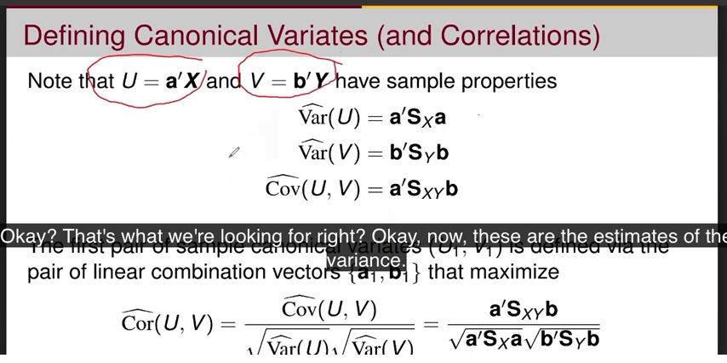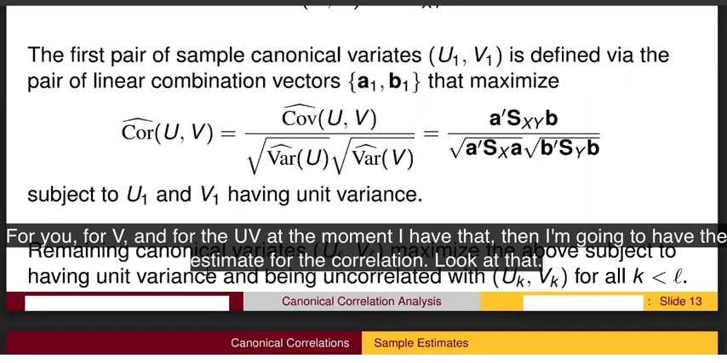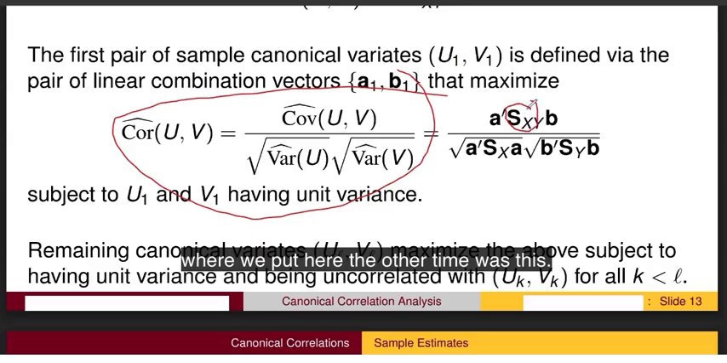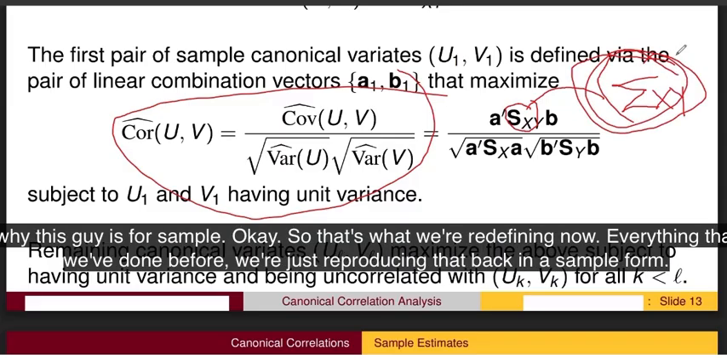Okay. Now, these are the estimates of the variance for U, for V, and for the UV. The moment I have that, then I'm going to have the estimate for the correlation. Look at that. I'm having the estimate for the correlation. I remember the other time, what we put here was this. Whenever you see that sign, that's for correlation. This guy is for population, while this guy is for sample. Okay? So that's what we're redefining now.